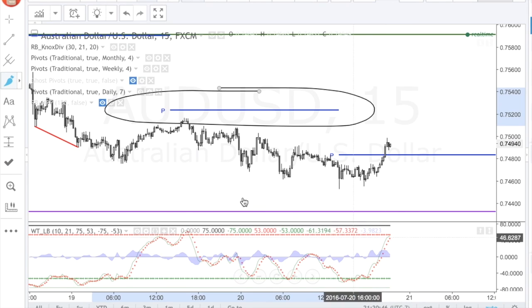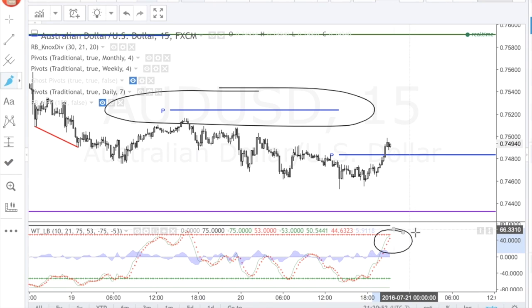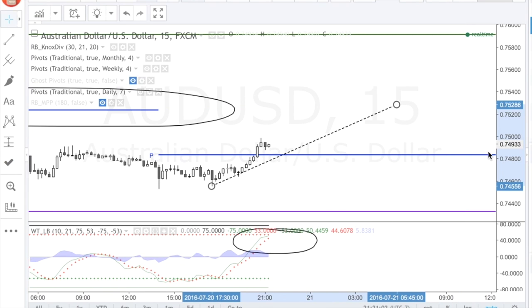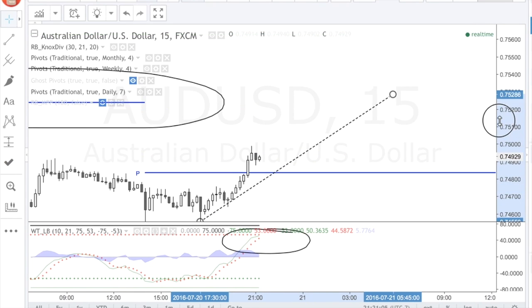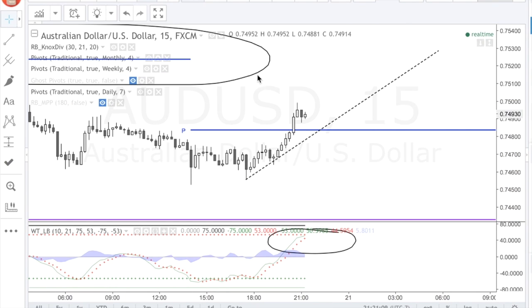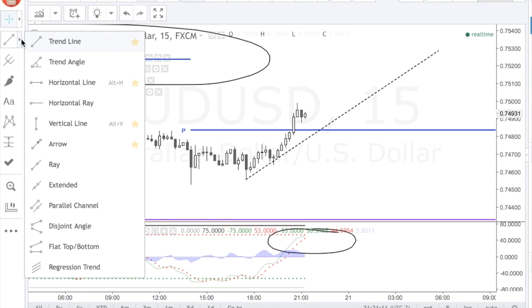And on the 15-minute chart, we want to watch for this wave trend indicator to go overbought, which it's doing right now. Or we can draw a trend line underneath price right here and wait for that trend line to break. I'm going to try to make this a little bit larger here so that you can see what I'm talking about.